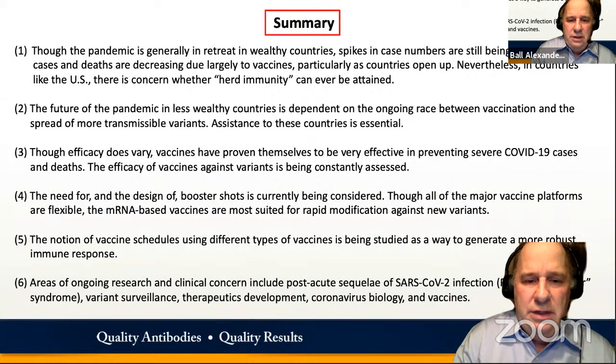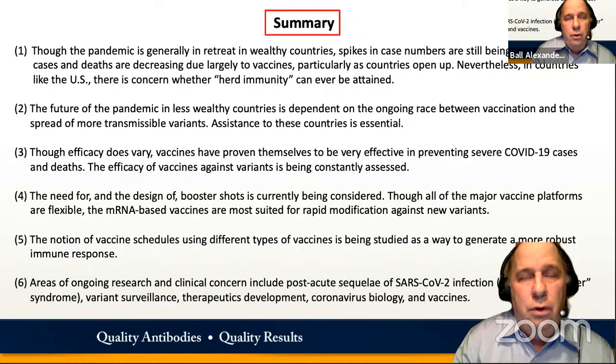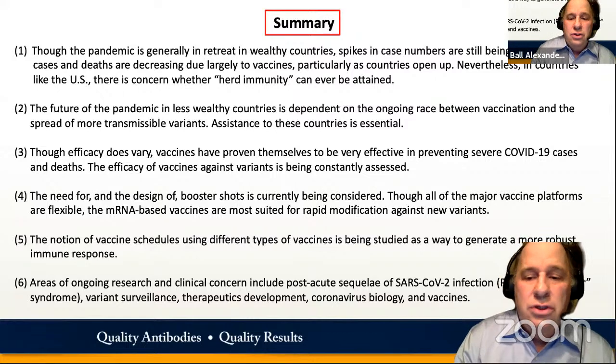Other areas of intense research that are needed are continued variant surveillance, the development of therapeutics to treat COVID cases, and there's some optimism that we may have some anti-COVID pills, if you will, or medications by the end of the year. Ongoing understanding of coronavirus biology is very important. This is now the third deadly coronavirus that has occurred on the planet in less than 20 years. This is very unlikely to be the last. And then, of course, ongoing research and ongoing development of vaccines.